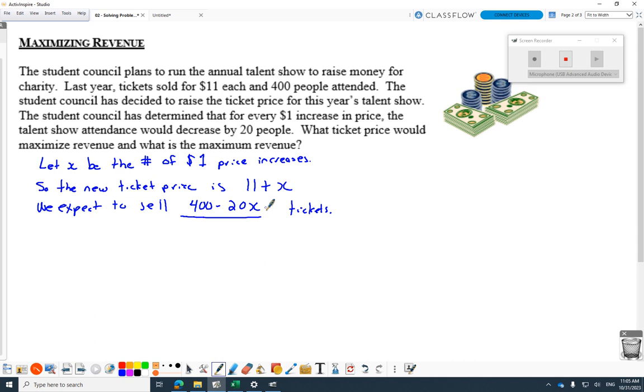Now I can make an equation for revenue. Therefore, revenue will be equal to 11 plus x times 400 minus 20x. Now, is that thing a quadratic? Yes. Hard to see right now until I do this.